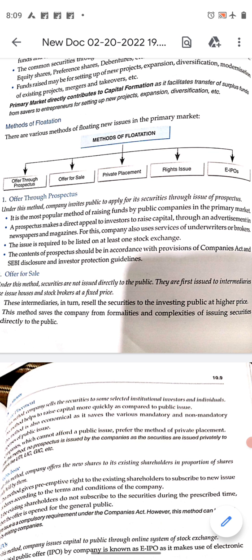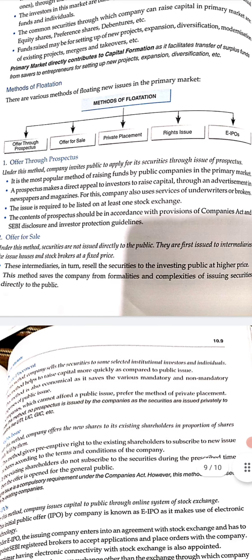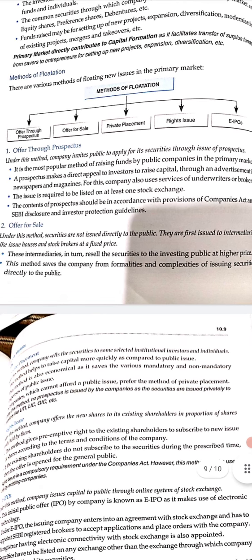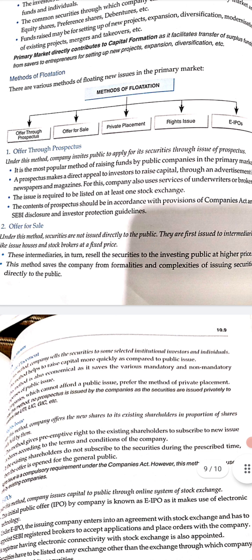Third one is private placement. Under this method, company sells the securities to some selected institutional investors and individuals. This helps to raise the capital more quickly as compared to public issue. It is also economical as it saves the various mandatory and non-mandatory expenses of public issue.